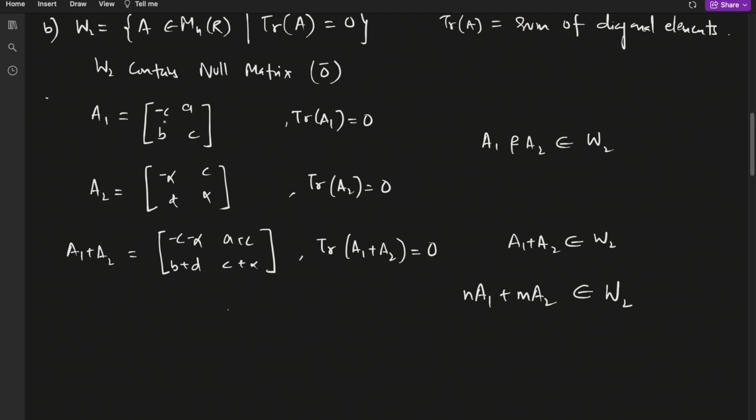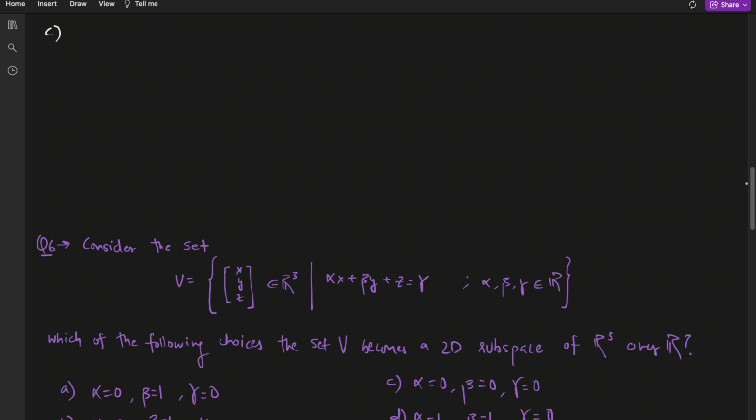If the sum of these two elements is 0 and the sum of these two elements is 0, then the sum of all the four elements is also going to be 0. So we can say that if A1 and A2 belong to W2, then any linear combination of A1 and A2 also belongs to W2. Therefore both properties are satisfied, so we can say that W2 is a valid subspace of MnR.